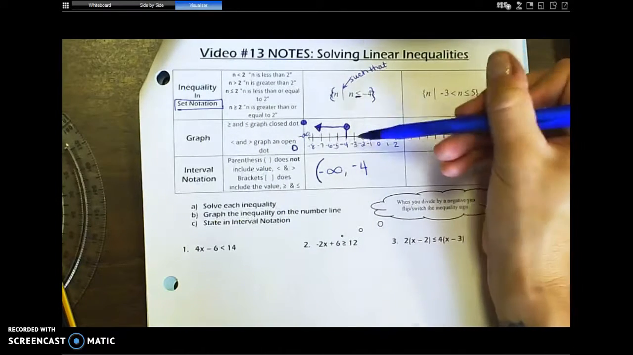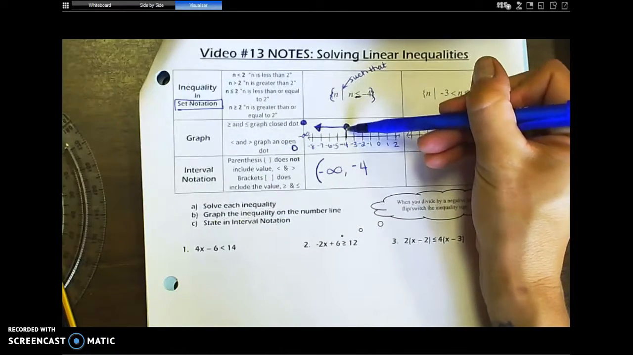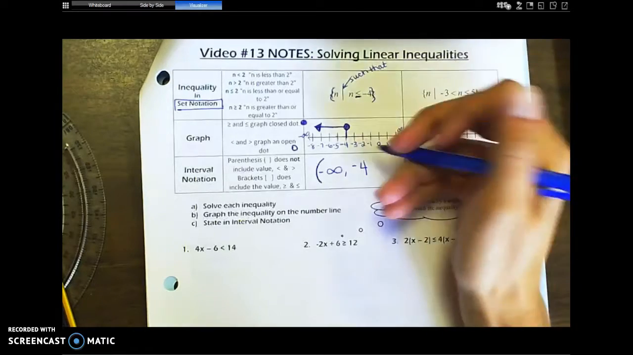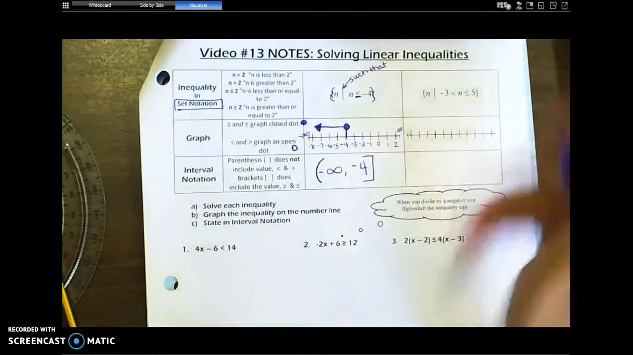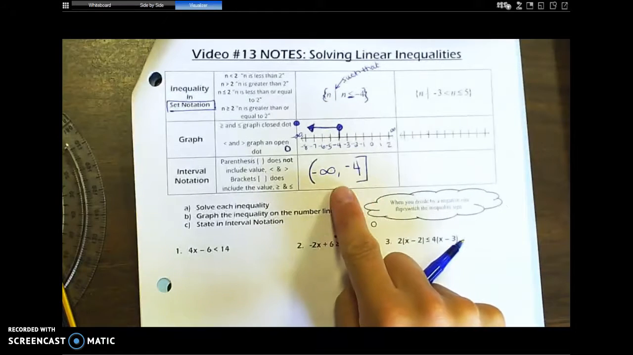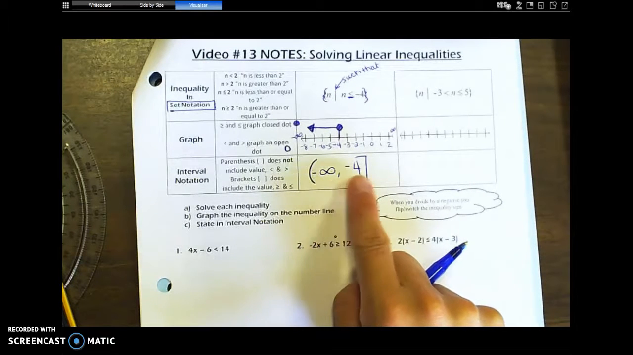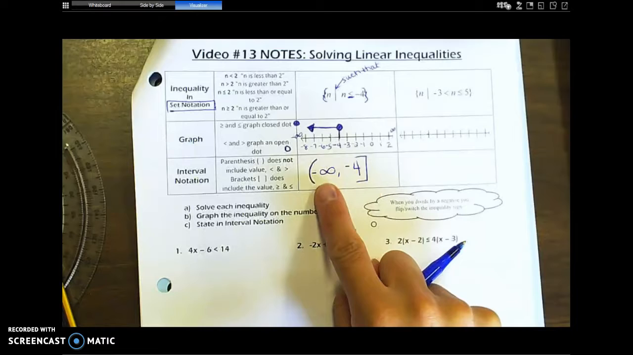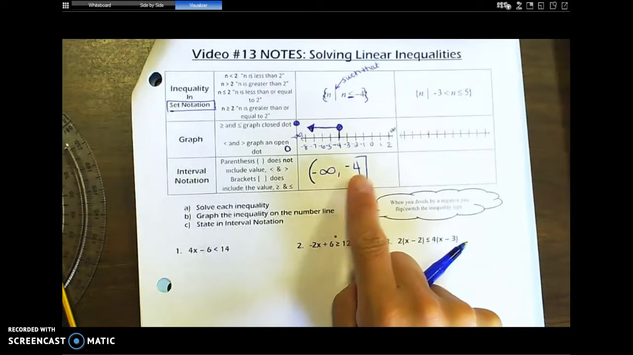Now -4: can my answer be equal to -4? Well, yes, it's a closed dot, so yes it can, so that gets a bracket. This means your answer is between negative infinity and -4, but it cannot be equal to negative infinity. It can be equal to -4.